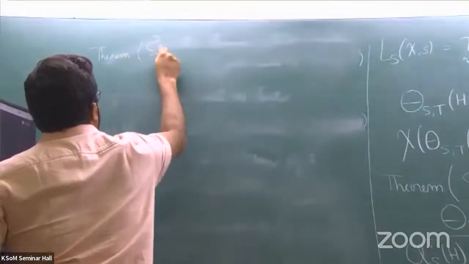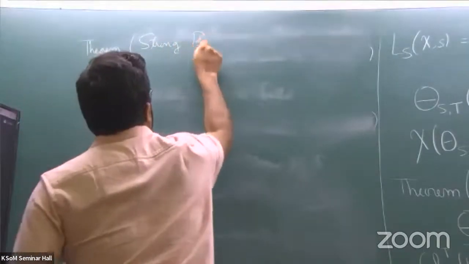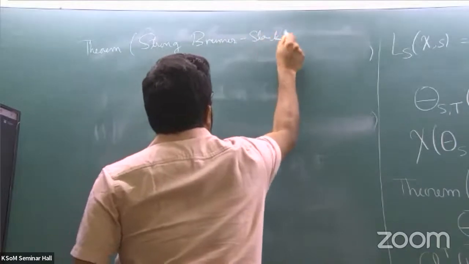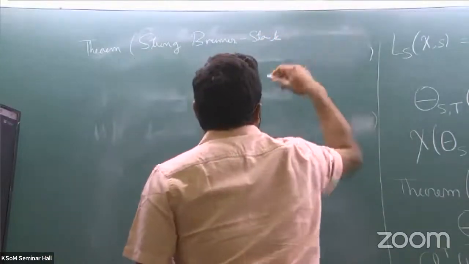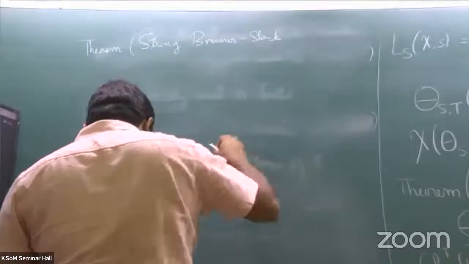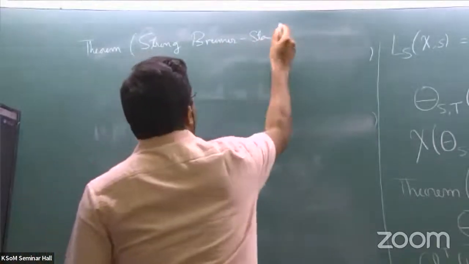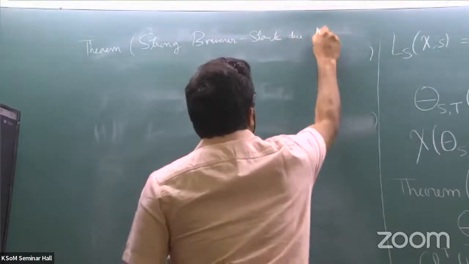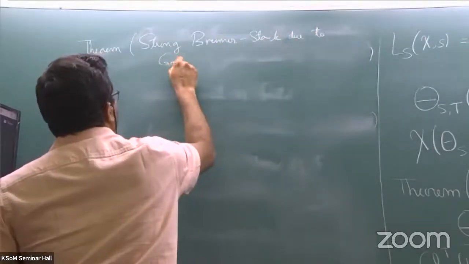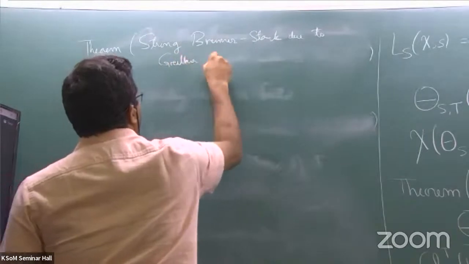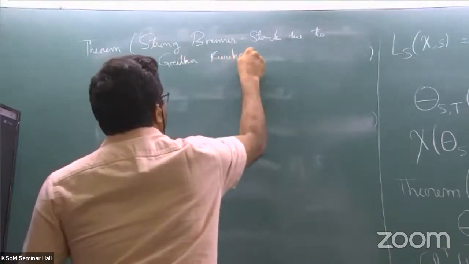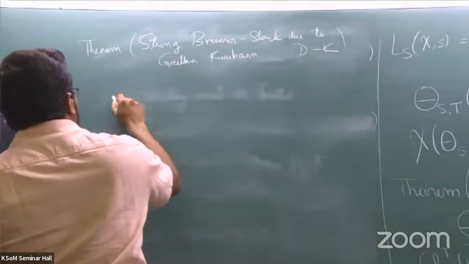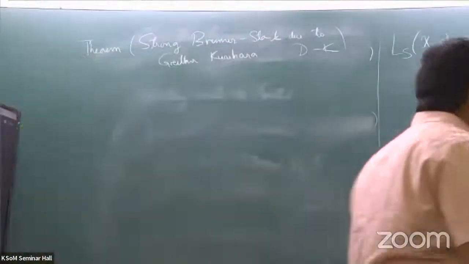It's called strong Rumer-Stark. This is due to Greitzer and Kurihara. Okay, the statement is due to... and again we prove this thing. So this says that maybe one more notation.